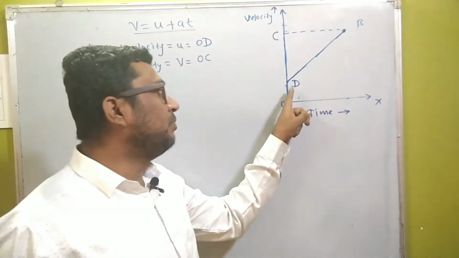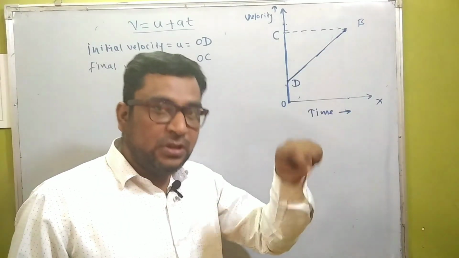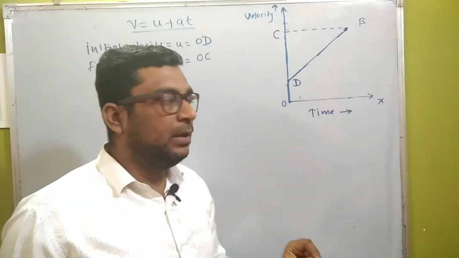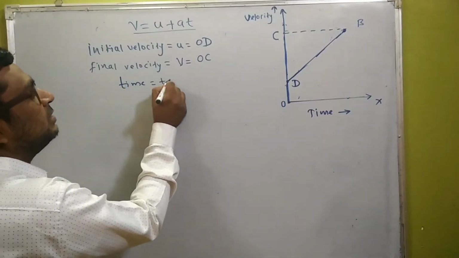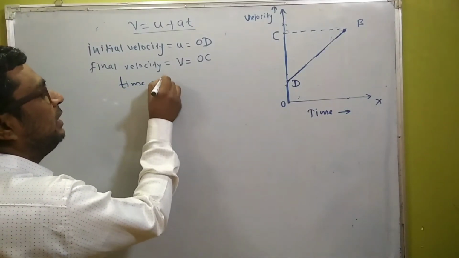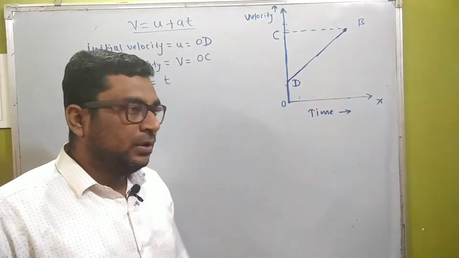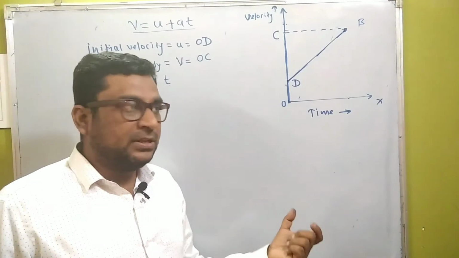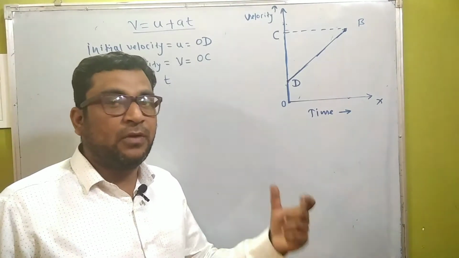To travel the object from point D along a straight line with uniform acceleration up to point B, the object requires some time, and this time is called t. How much time is required? t time is required to move the object. As I just told you, it is nothing but an example of the object traveling in a straight line with uniform acceleration.